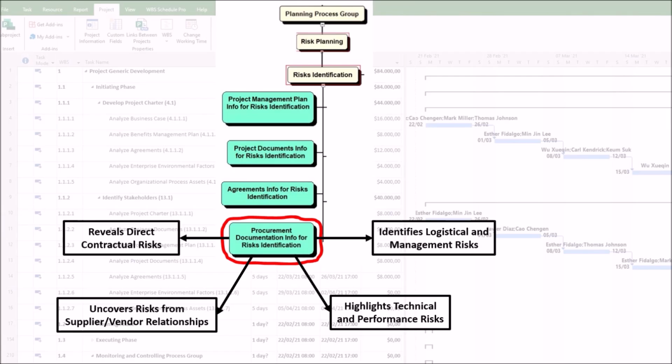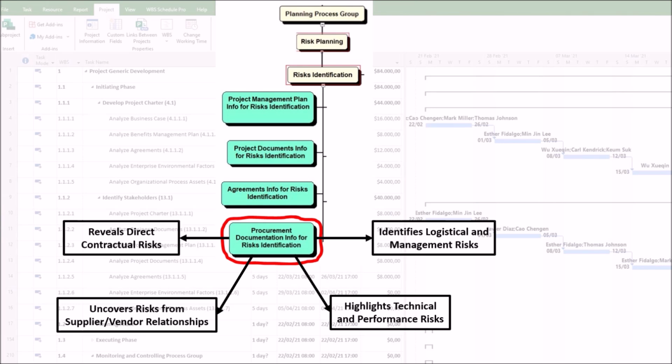4. It identifies logistical and management risks. The how of the procurement is detailed in the documents, as follows. The first relevant document addresses delivery schedule. The agreed-upon delivery dates are a direct source of schedule risk. Any delay from the supplier impacts the critical path.